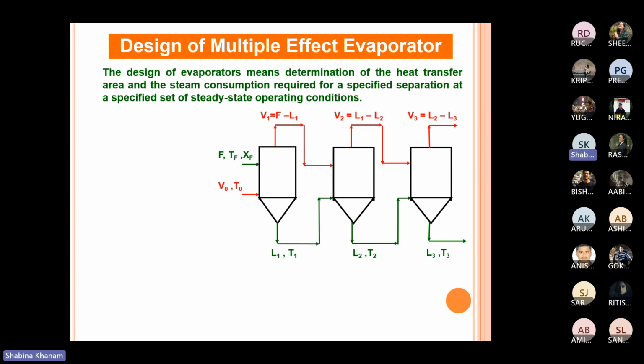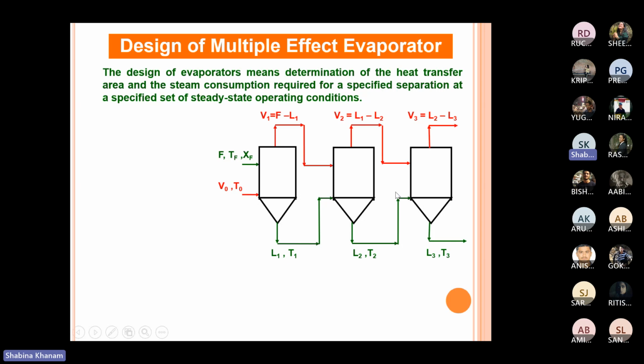That is one point. Second point, steam will always enter the first effect and then move forward. Steam flow will always be forward. That is point number 2. Point number 3 is that the vacuum pump is attached to the end of the system and it creates vacuum in the effects in decreasing order.